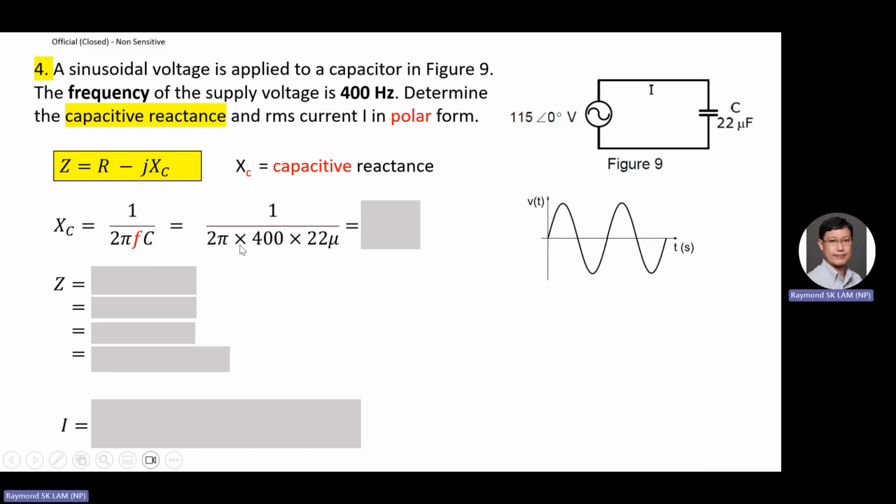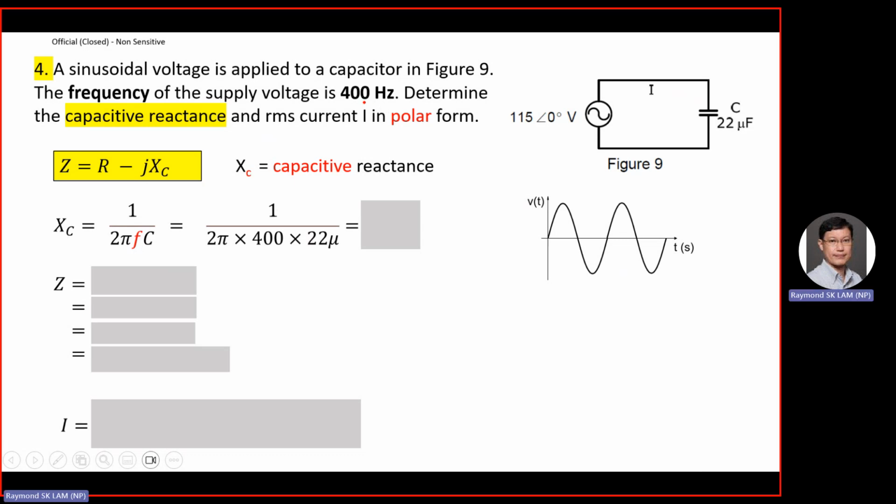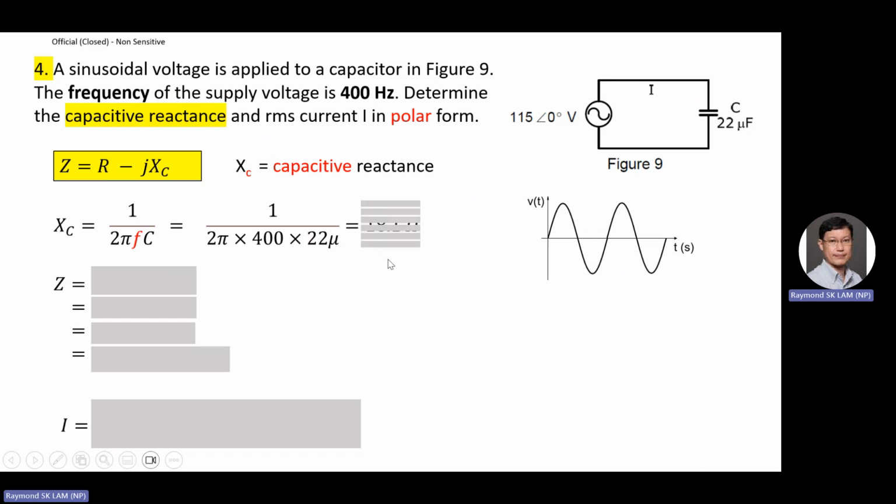Next, you substitute f as 400 Hertz. And the capacitor here is 200 microfarad. You substitute already, okay? Micro is how many? 10 to the power of minus 6. So after you do the calculation, you get 18.1, and it still uses the unit ohm, just like the resistor.